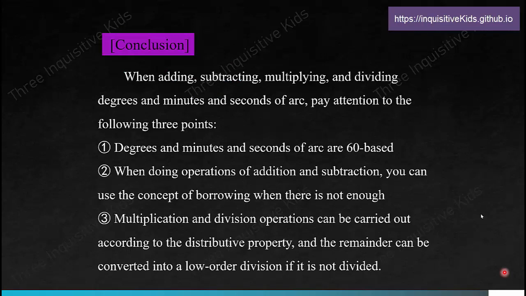Here's a conclusion. When adding, subtracting, multiplying, and dividing degrees, minutes of arc, and seconds of arc, pay attention to the following 3 points. 1. Degrees, minutes, and seconds of arc are 60 based. 2. When doing operations of addition and subtraction, you can use the concept of borrowing when there is not enough. And 3. Multiplication and division operations can be carried out according to the distributive property, and the remainder can be converted into a lower-order unit if it is not divisible.